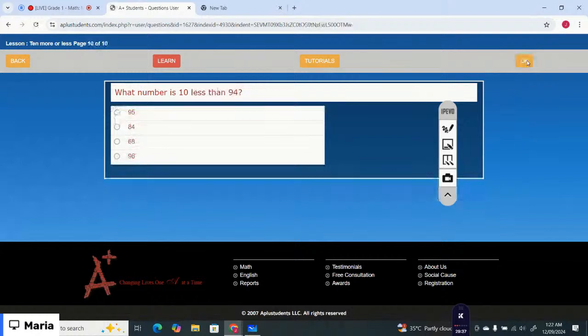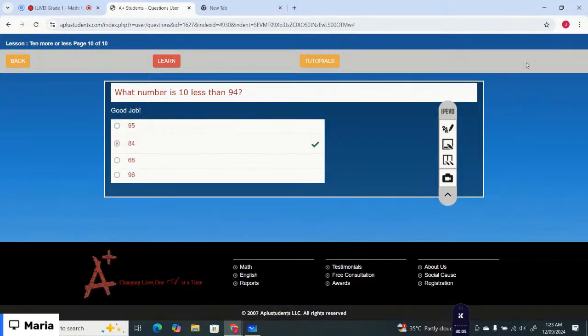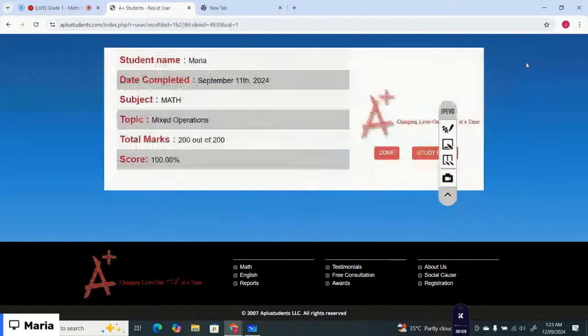What number is 10 less than 94? So you have to take away 10 from 94. So 94 take away 10 is, yes, 84. The correct option is 84. Okay, we are done with the lesson. Let's just move on to next lesson.